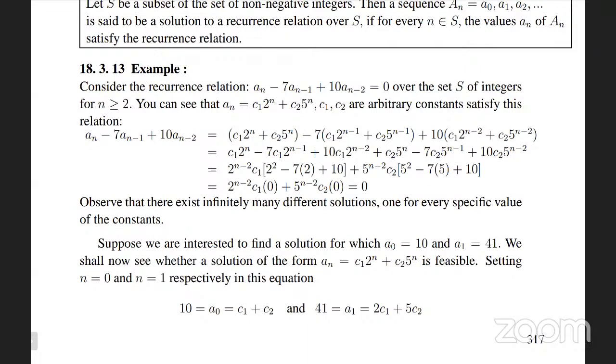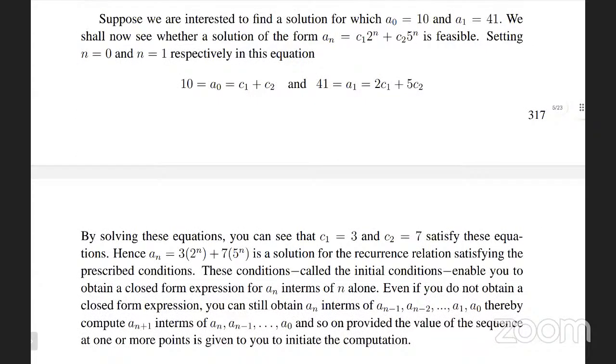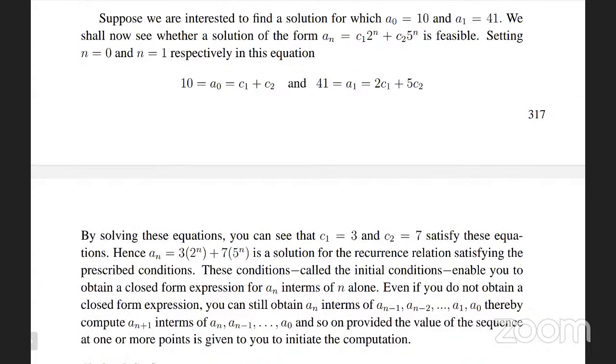The second condition is a1, so n = 1. You write a1 = C1 into 2^1 plus C2 into 5^1. I get 2 C1 + 5 C2 = a1, and a1 = 41. So solving these two equations, I get C1 and C2: C1 = 3 and C2 = 7.